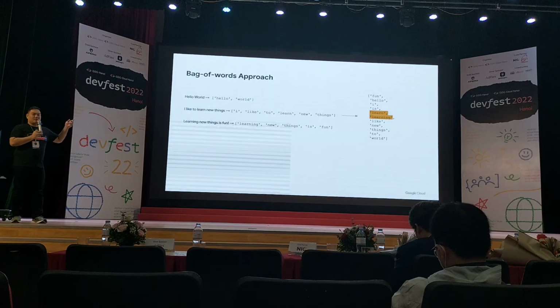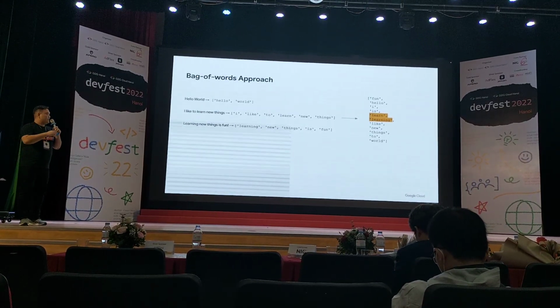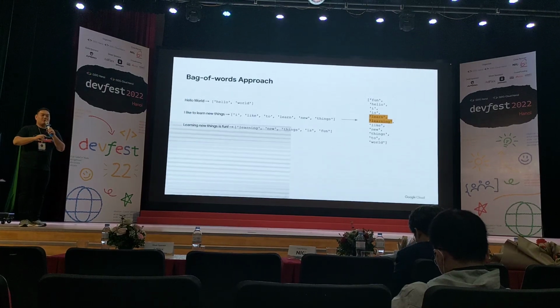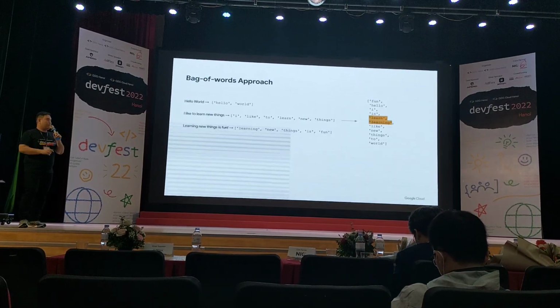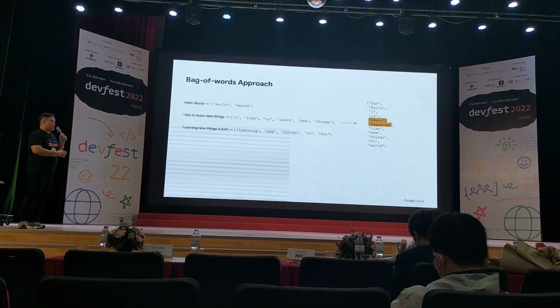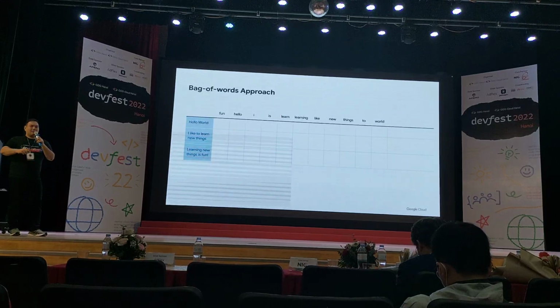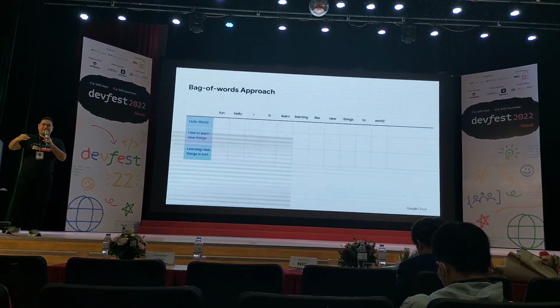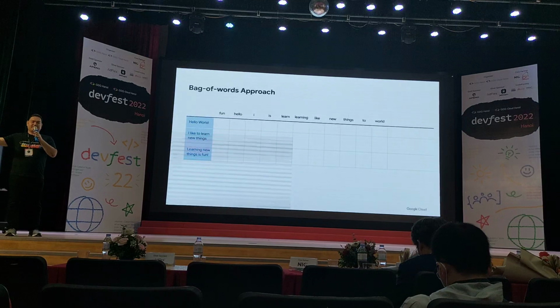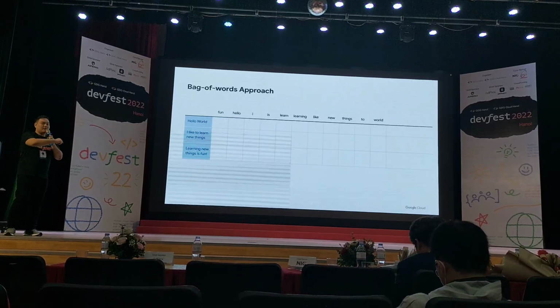But there are some words which are very similar to each other, like "learning" and "learn". You can either keep it or you can remove it. So it's up to you. In this case, I'm just going to keep it. So now we have to do the conversion from words to vector. So how do we do this?